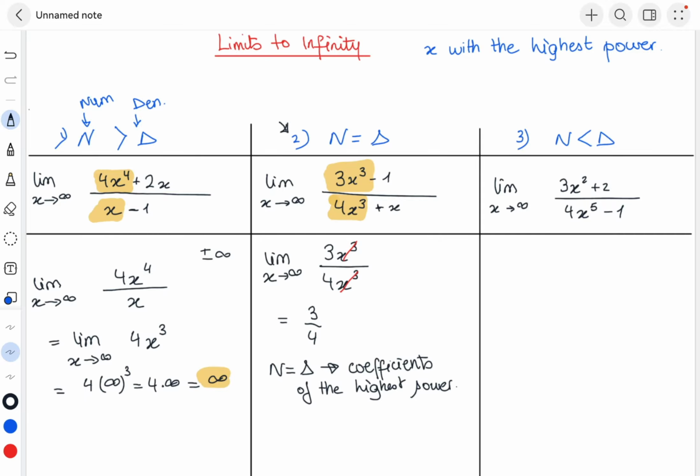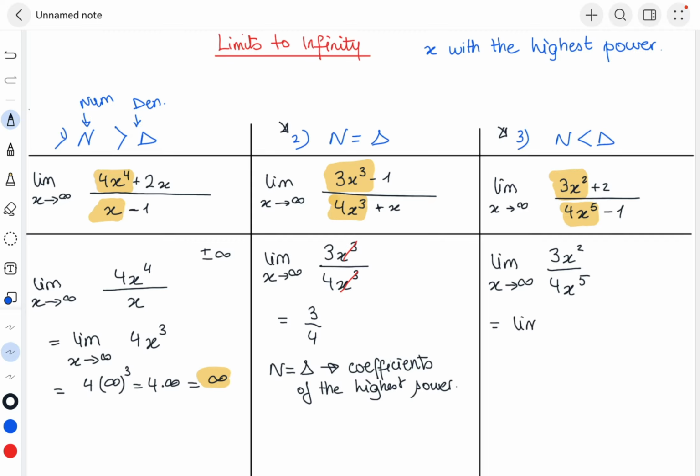Now, whenever we have the highest power in the numerator less than the highest power in the denominator, like part 3. In part 3, the highest power in the numerator is 3x squared, and the highest power in the denominator is 4x to the power of 5. So, we write limit as x tends to infinity, and of course we always keep writing limit as x tends to infinity until we replace the final value. Limit as x tends to infinity of 3x squared over 4x to the power of 5.